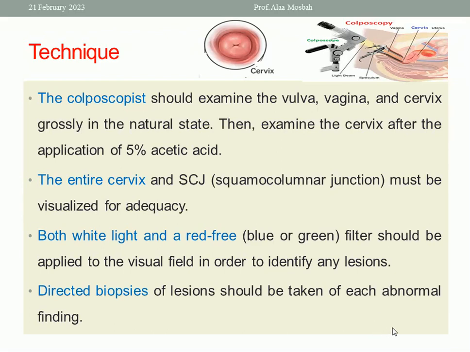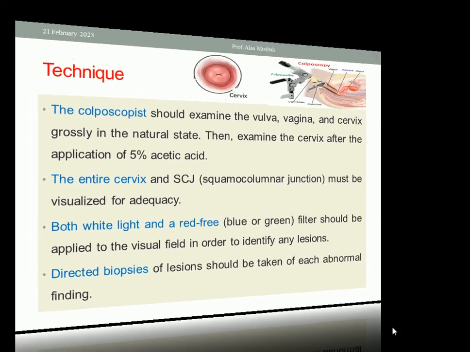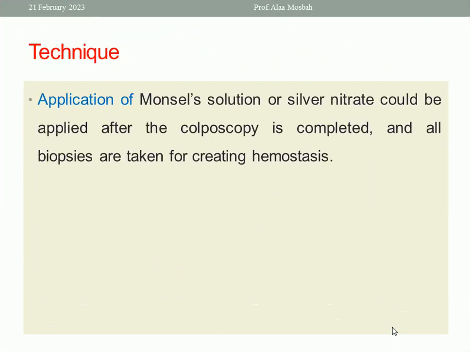A directed biopsy could be taken of each abnormal finding. Then application of Monsel solution or silver nitrate. If there is bleeding, I want to do hemostasis, and I can use Monsel solution or silver nitrate.